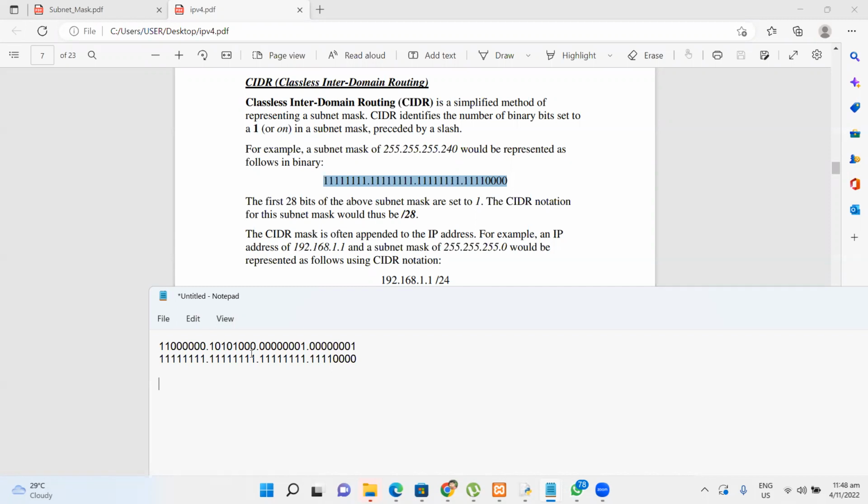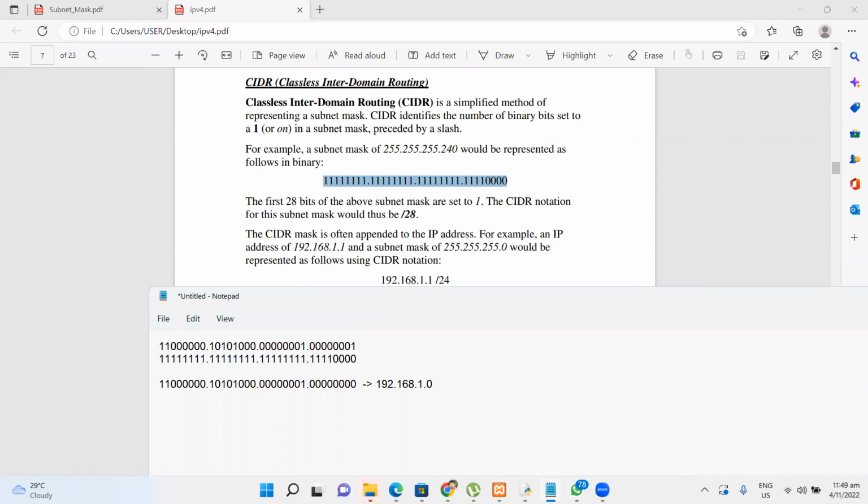When you AND it, you'll get the same thing up to here. This one, this one, and this is 0. This is 0. Then this is the network IP. You can say 192.168.1.0 is the network IP. Sorry, not 0.0, it's my mistake, 1.0 is the network IP. Yes, that is correct, right?